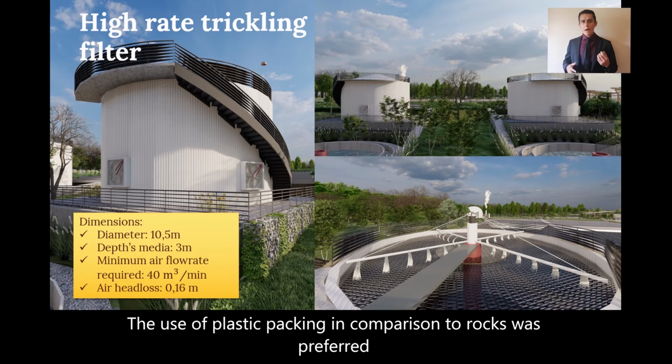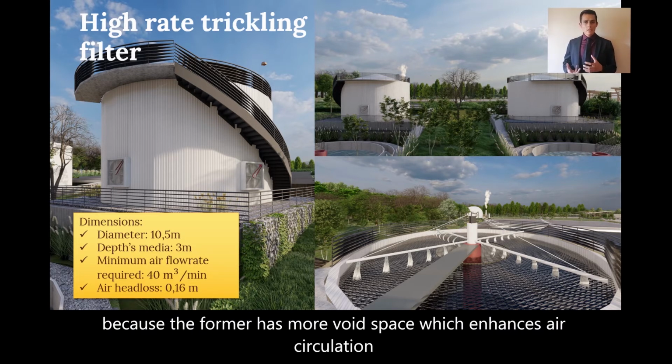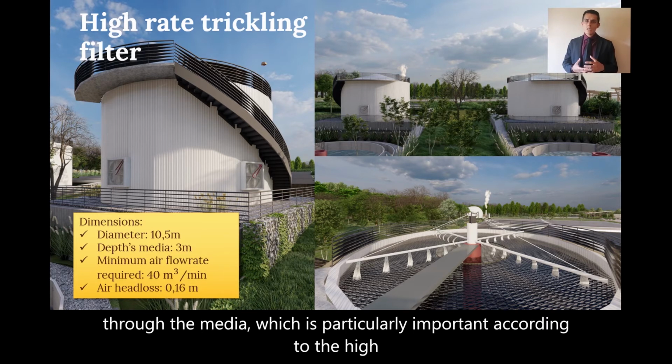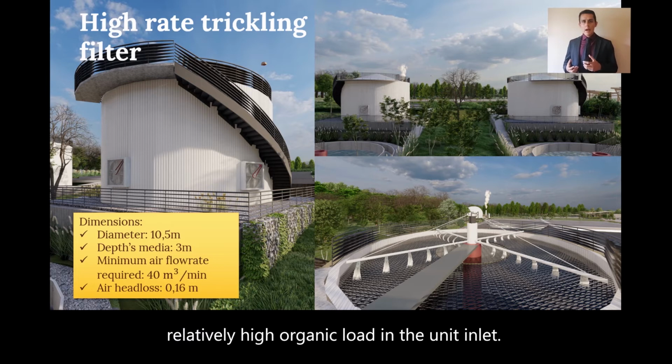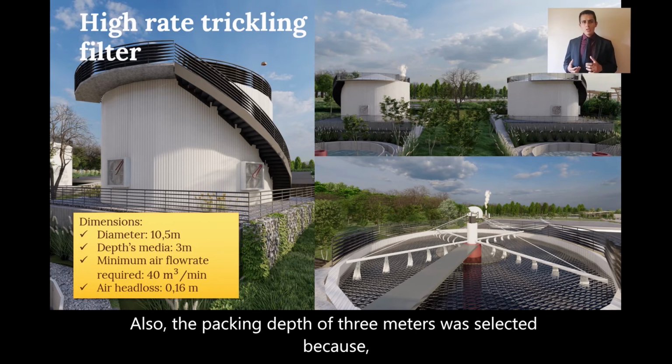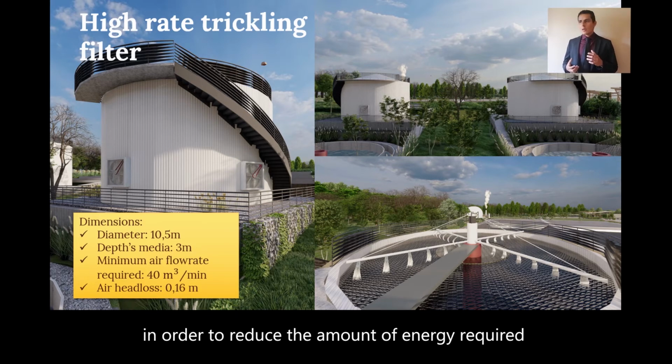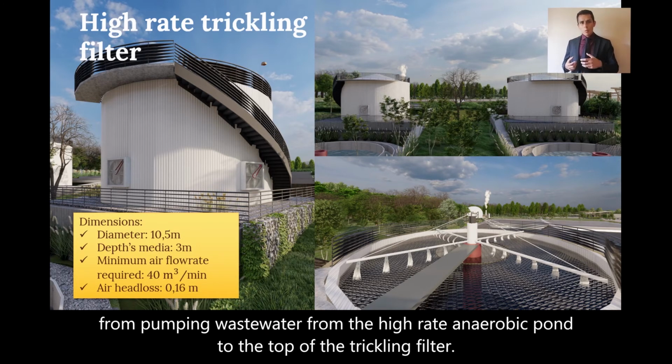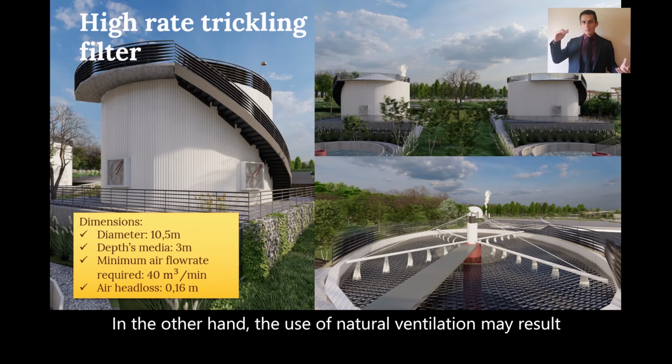The use of plastic packing in comparison to rocks was preferred because the former has more void space, which enhances the air circulation through the media, which is particularly important given the relatively high organic loads at that unit inlet. Also, the packing depth of 3 meters was selected in order to reduce the amount of energy required for pumping the wastewater from the high-rate anaerobic pond to the top of the trickling filter.